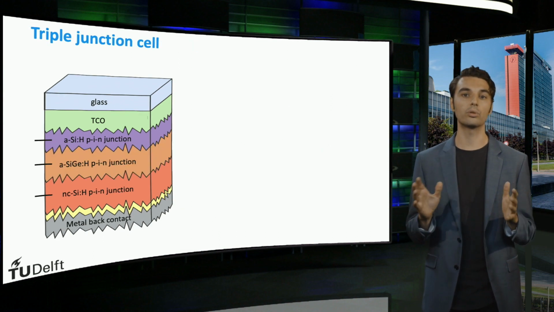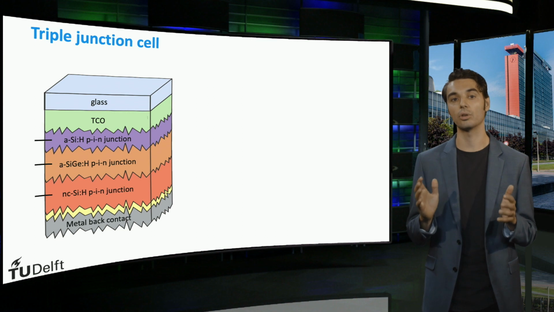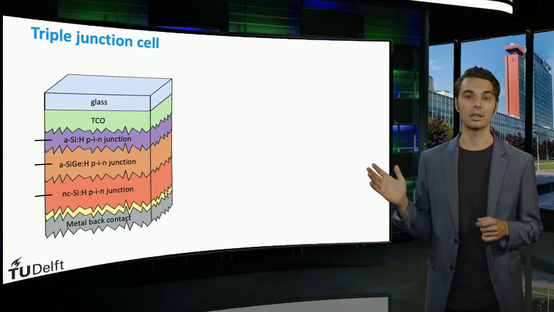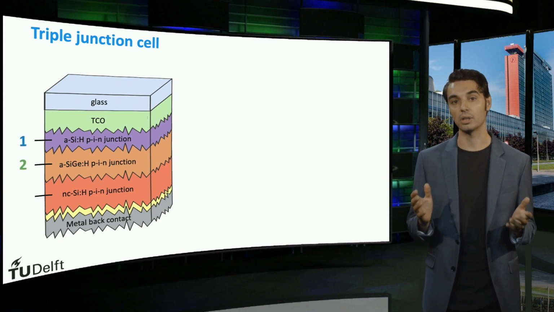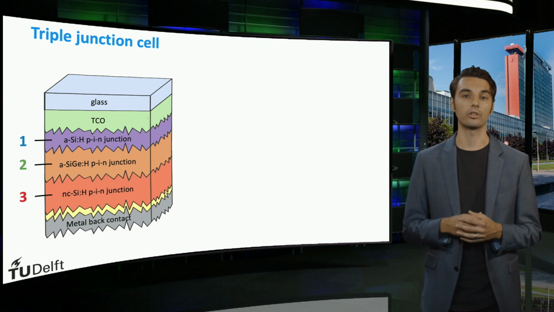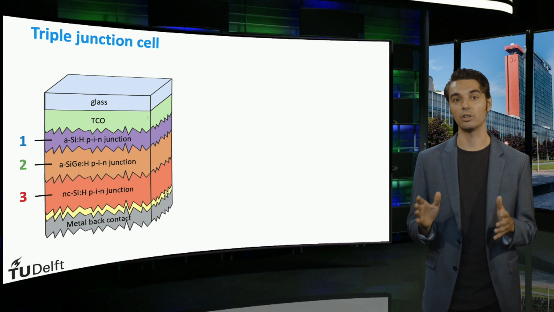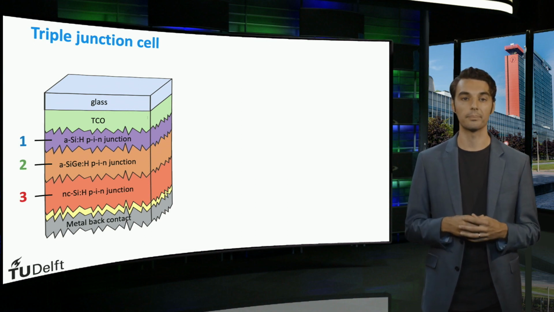Naturally, cells with more than 2 junctions can also be made to even further increase the spectral utilization of the solar cell. An example of a triple junction solar cell is shown here, with an amorphous silicon junction on top, an amorphous silicon germanium junction in the middle, and a nanocrystalline silicon junction on the bottom. This 16.3% initial efficiency triple junction device was made by the former US company United Solar.